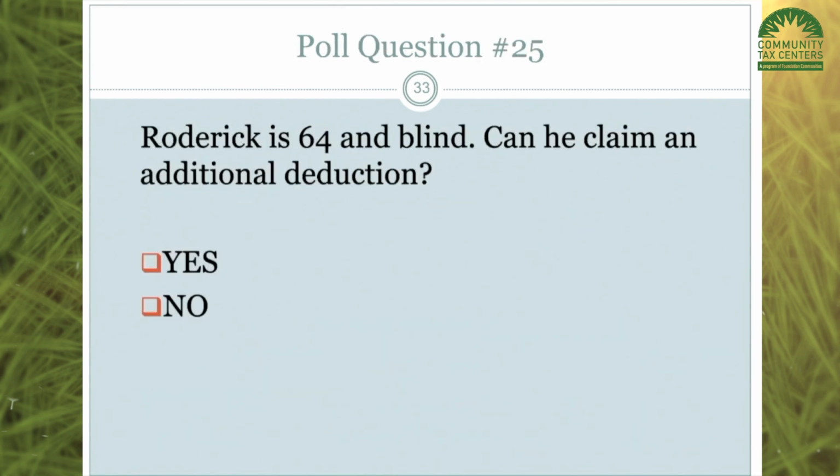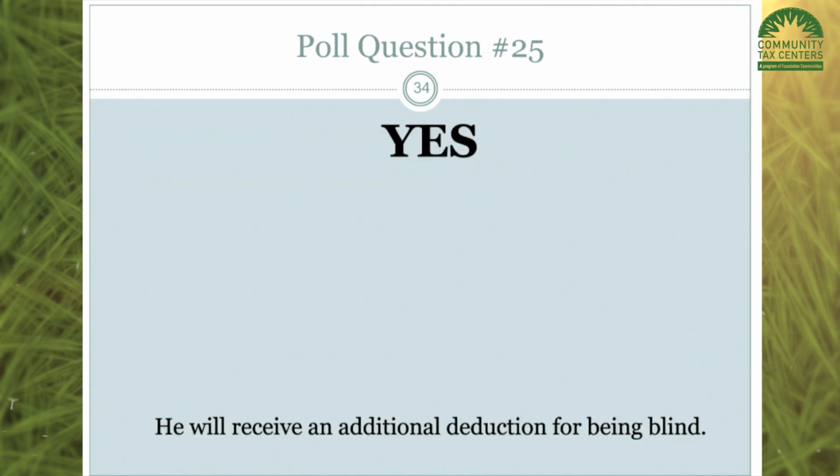Okay, so going to some poll questions. Roderick is 64 and blind. Can he claim an additional deduction? So don't forget we had those deductions again for the standard deduction, and they have a higher amount if they are 65 or older and blind. So Roderick, he is going to get an additional deduction because he's blind. He hasn't reached the age yet, but he will get one for being blind. So he's going to get a higher standard deduction, more than the $12,950.